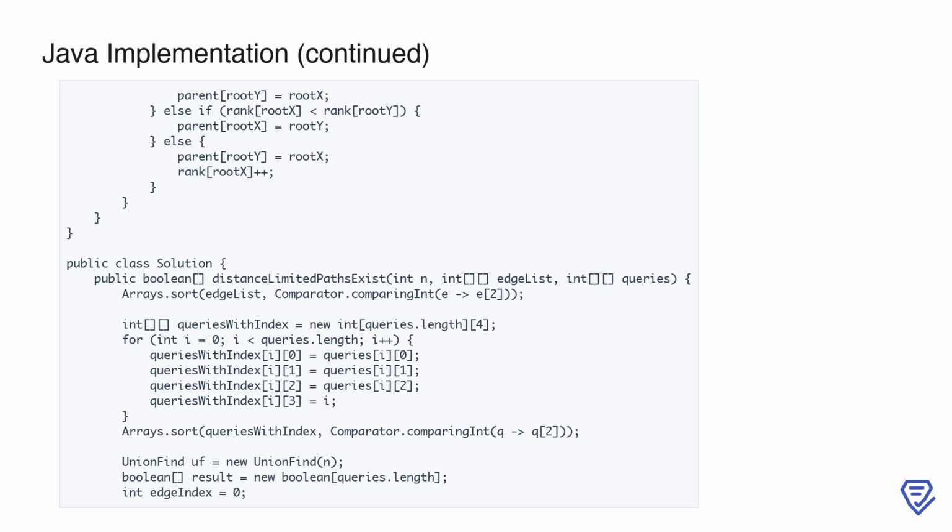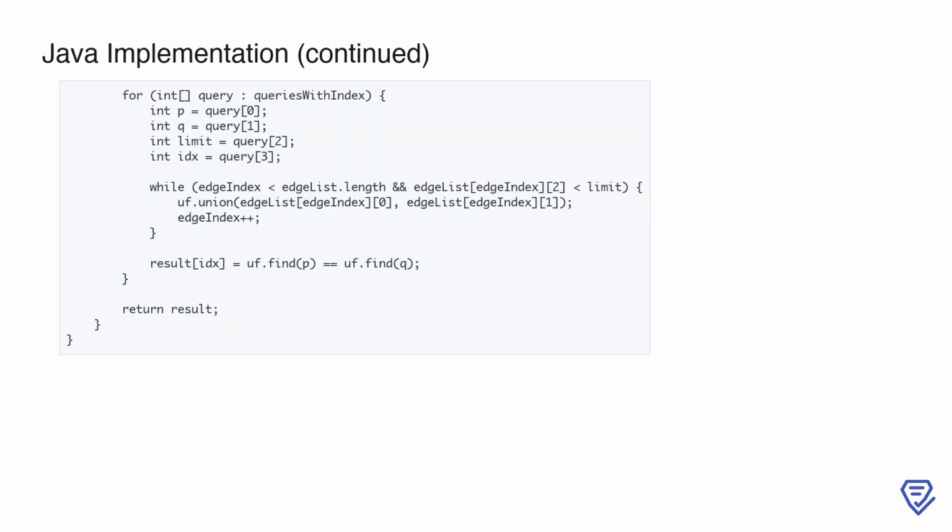Moving on to the solution class, we implement the distance limited paths exist method. Here, we start by sorting the edge list based on edge weights. This is important because we want to process edges in increasing order of their weights when determining connectivity. Next, we prepare the queries with index array, which includes the original queries along with their indices. This allows us to maintain the order of results corresponding to the input queries. We then sort the queries by their distance limits so that we can evaluate them sequentially while processing the edges.